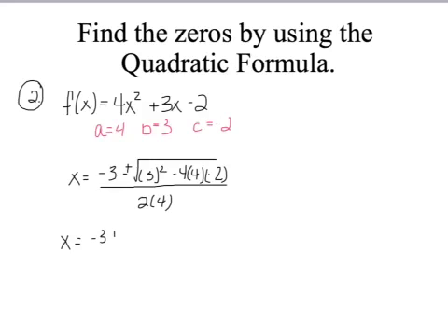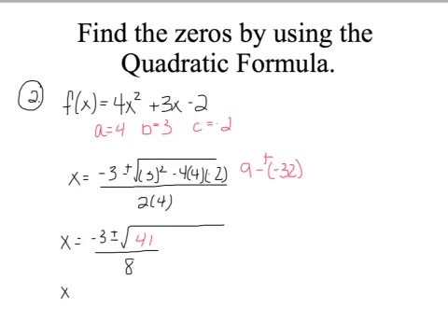So I get negative 3 plus or minus. Well, notice we have 3 squared, so that's going to be 9. Minus 4 times negative 2. 4 times 4 is 16. 16 times negative 2 is negative 32. So you're really going to end up with 9 minus negative 32, which becomes 9 plus 32. And we have 41. All over 8.